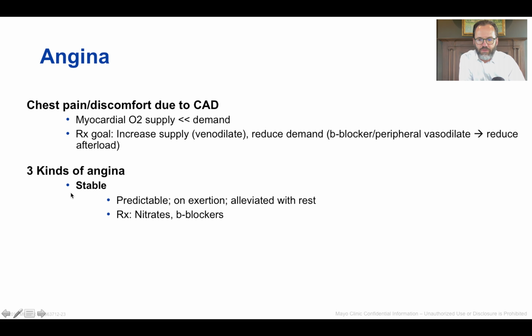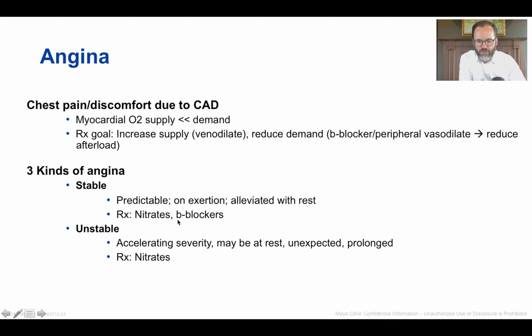And so there are three types of angina. One is stable angina, which is predictable, generally occurs upon exertion with increases in exercise levels or physical activity, and can be readily alleviated with rest. Oftentimes patients are prescribed nitrates or beta blockers, nitrates being a very rapid vasodilator to increase blood flow to those regions. Second is unstable, which is really with accelerating severity.